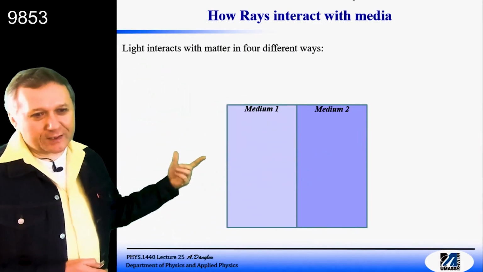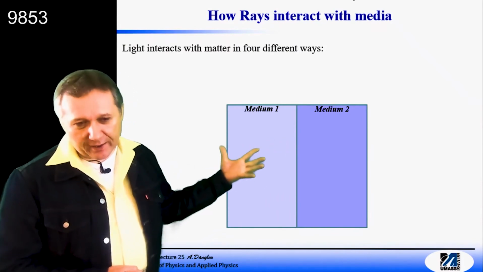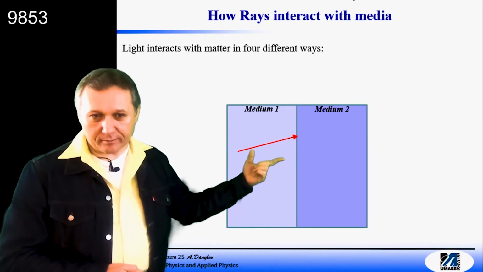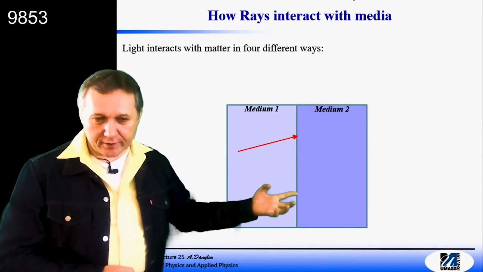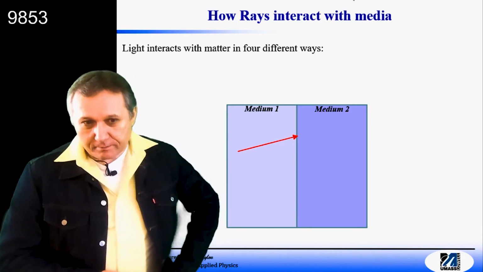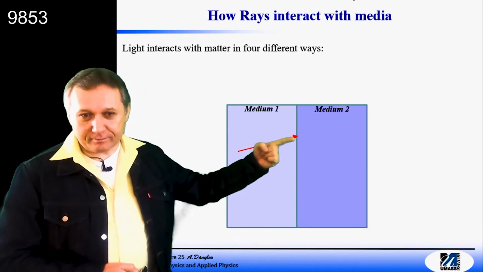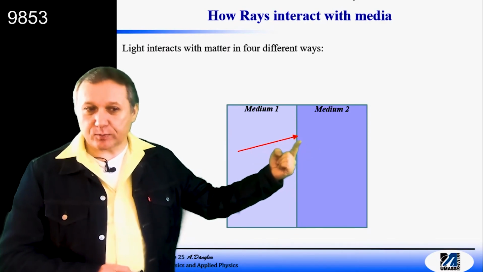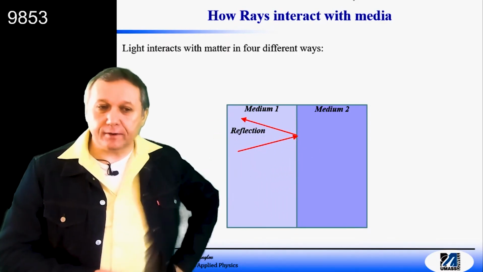Situation number 1, let's say a ray of light, which can be represented by a ray, propagates in medium 1 and hits this boundary, this surface, interface. Of course, conditions are different in this medium and that medium, and it's possible to have a reflection.